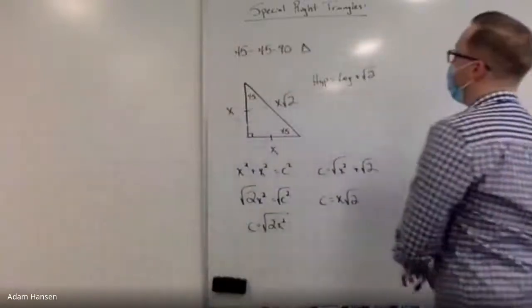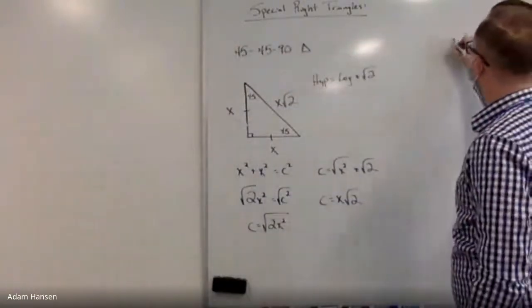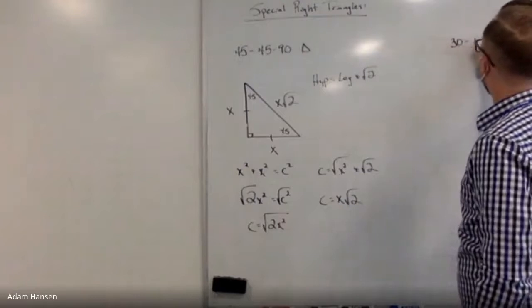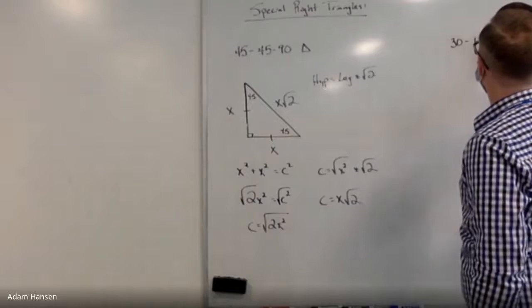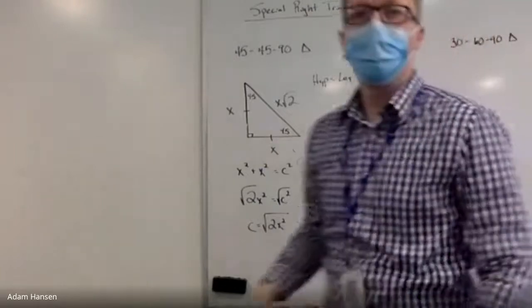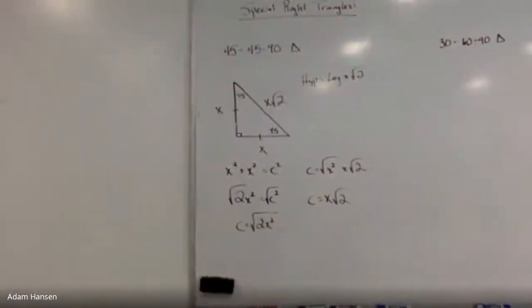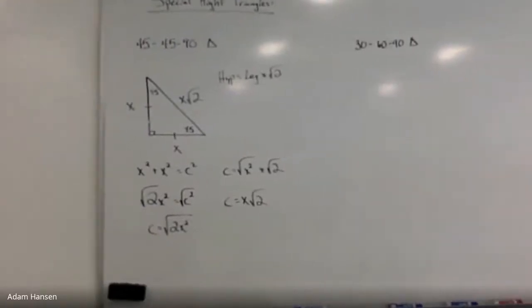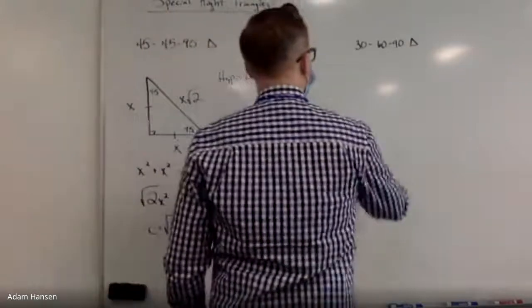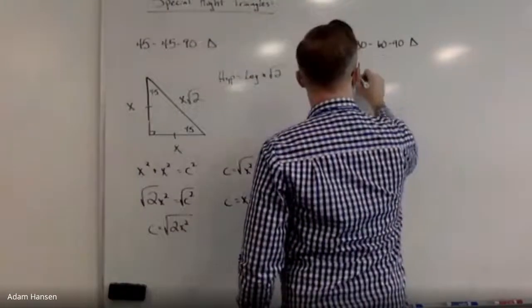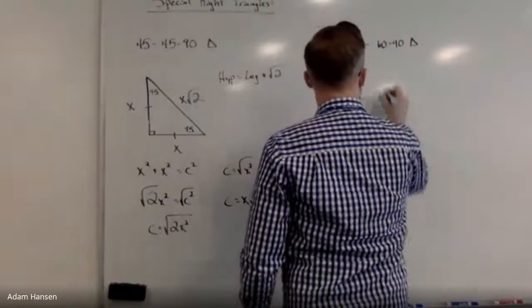Let's do the next special right triangle. 30, 60, 90 triangle. Once again, what do the 30, 60, 90 probably refer to? The angle measure. So let's draw a 30, 60, 90.